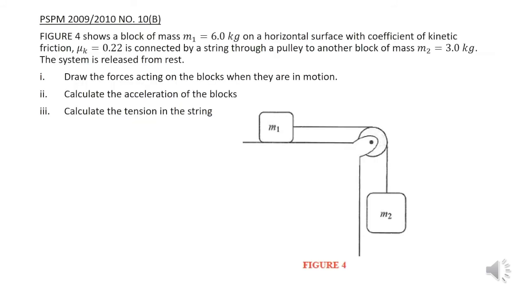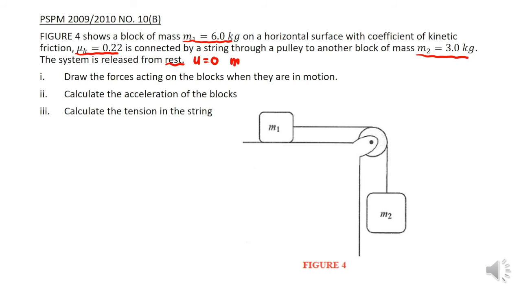Okay, so let's proceed with the second question, that is 2009-2010, where we have a block of mass 6 kg on a horizontal surface with coefficient of kinetic friction 0.22, but connected by a string to another block that has a mass of 3 kg. Okay, at first the system is at rest.